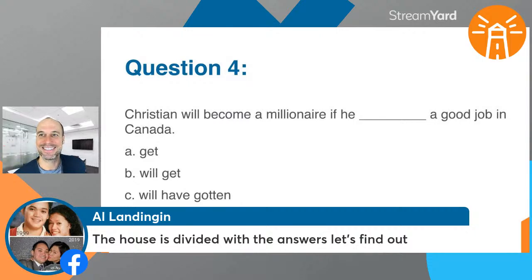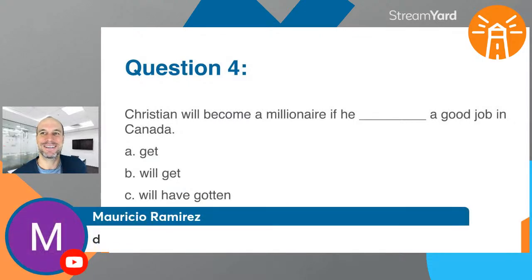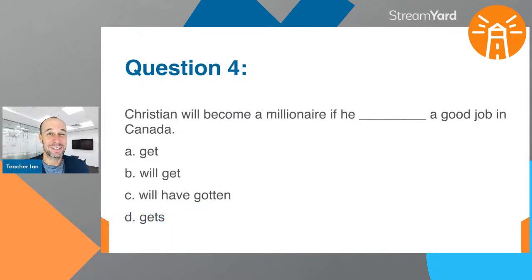Let's find out exactly. Pilar got it. Mauricio got it. A lot of people got it. Some people changed their answer because they forgot to put the S on gets. So correct answer is D. I hope everybody agrees.